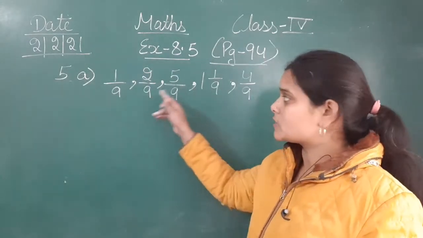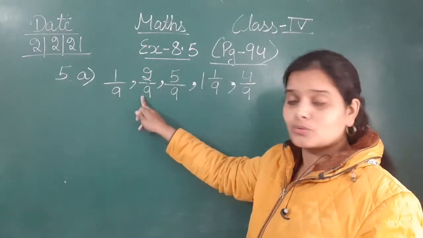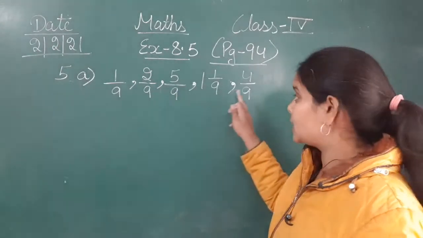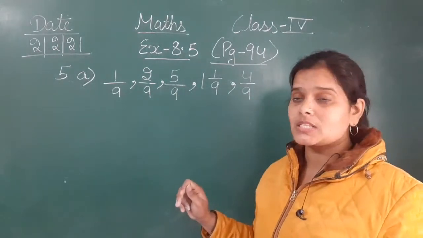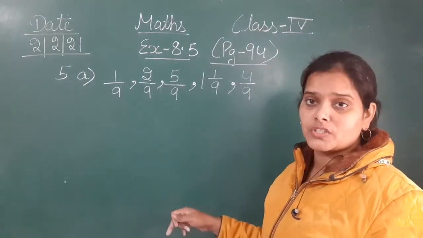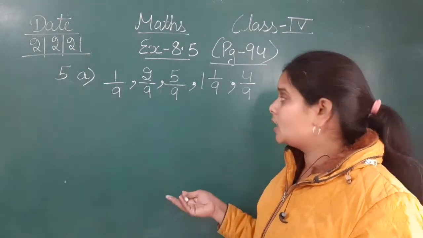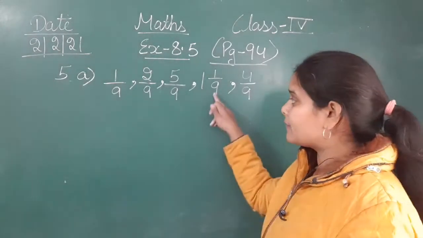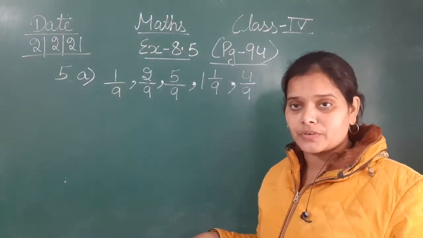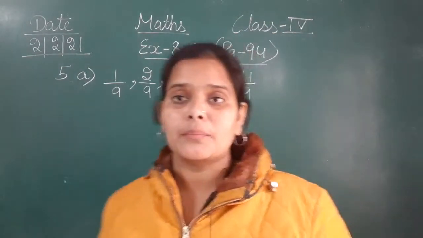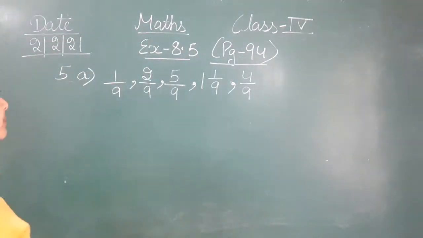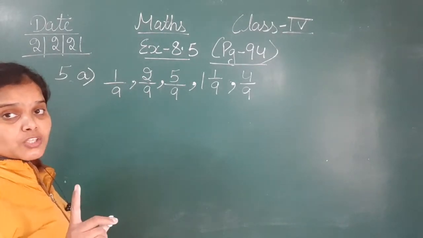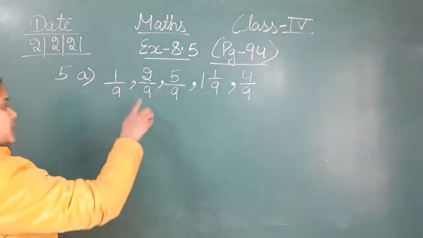So the fractions are 1 upon 9, 2 upon 9, 5 upon 9, and here it is 1 1 upon 9 and then 4 upon 9. As we can see, all the fractions are proper fractions, but this is a mixed fraction. So first of all we have to change this one into an improper fraction. Mixed fraction हमेशा improper fraction में ही change होती है. It never gets changed into a proper fraction. So let's change it.